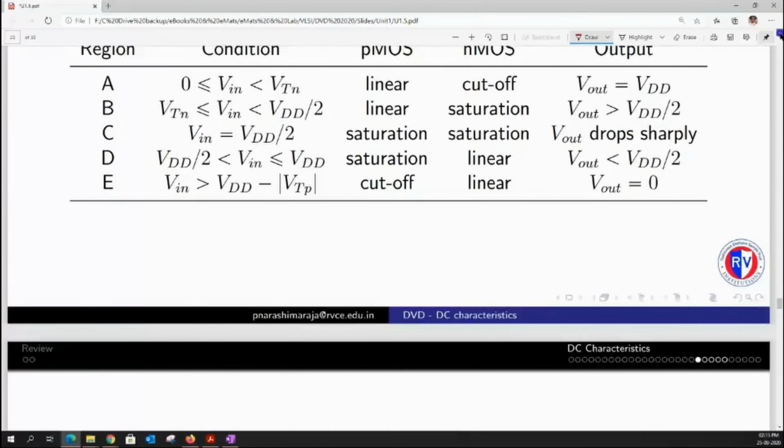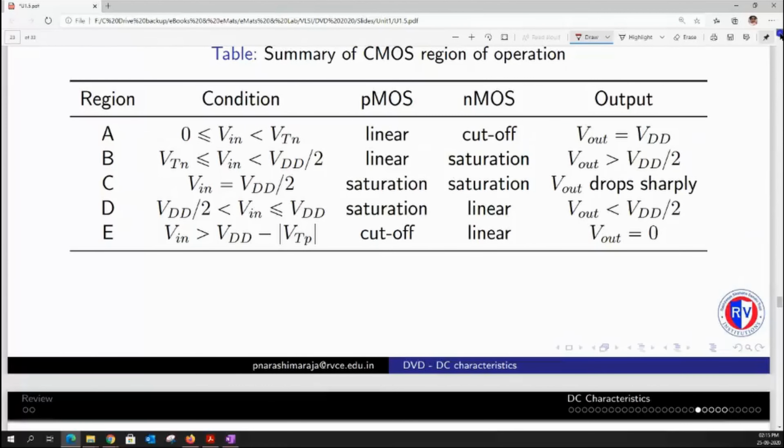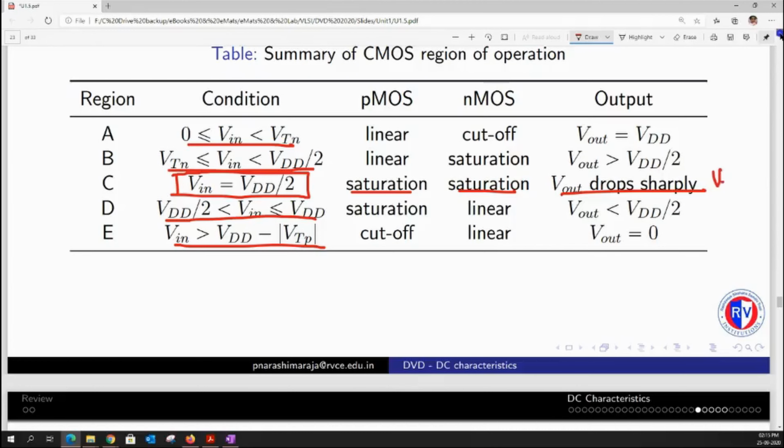So in this case, when you try to write this as a kind of table, you could see that there is a range of inputs for A, B, D, as well as E. But when we have C, it is only a single input where both the transistors are in the saturation zone, and the output in general can be described as a sharp fall. Okay, so there is a very sharp fall, and we cannot really predict the value of it. But one can assume that this value has to stay at an equilibrium condition, and that equilibrium condition can be written as something like VDD by 2.